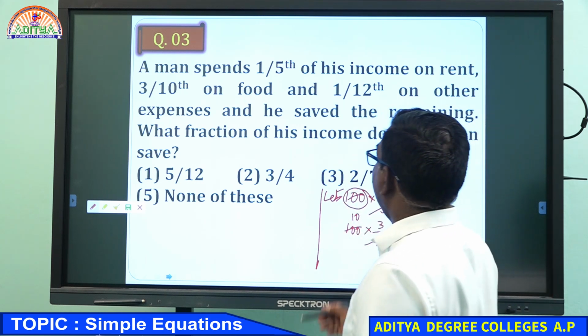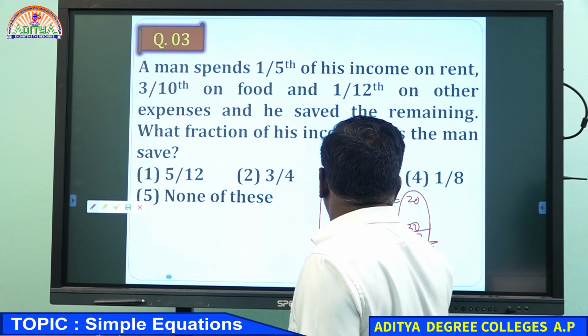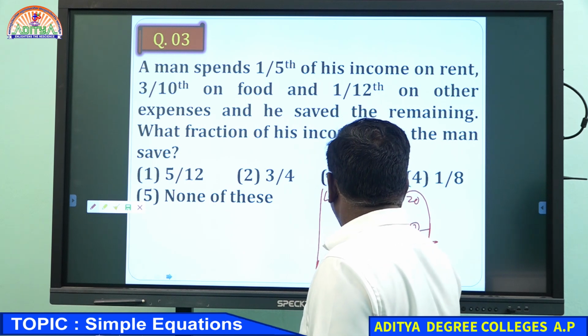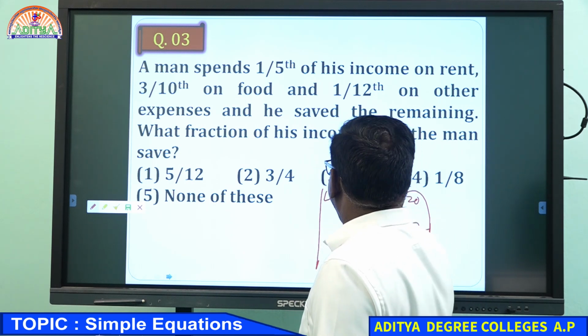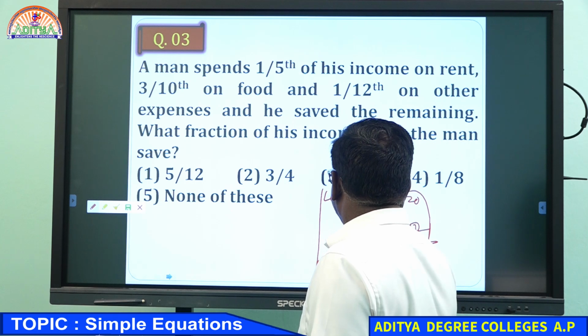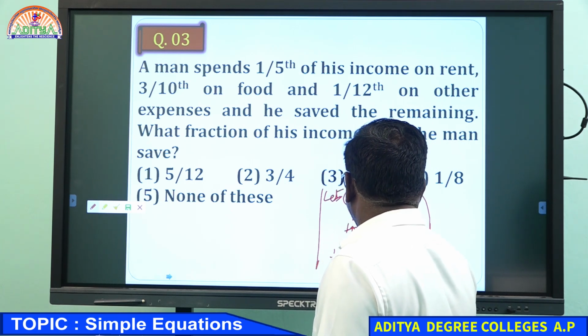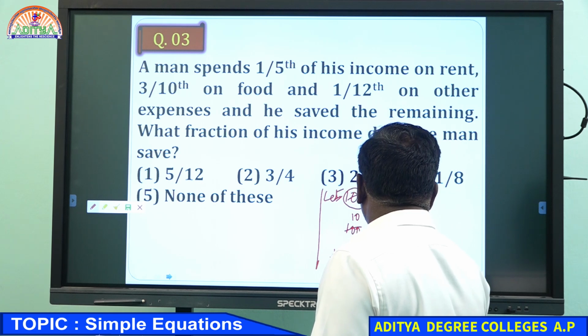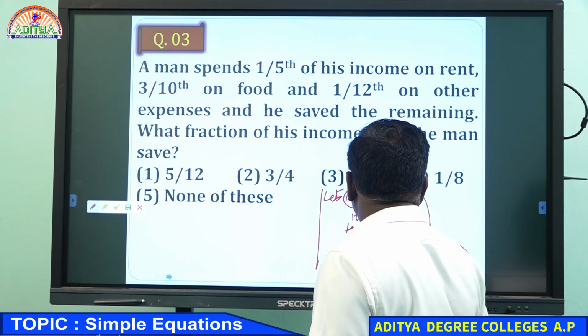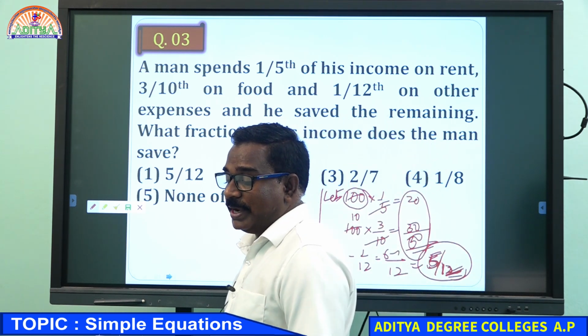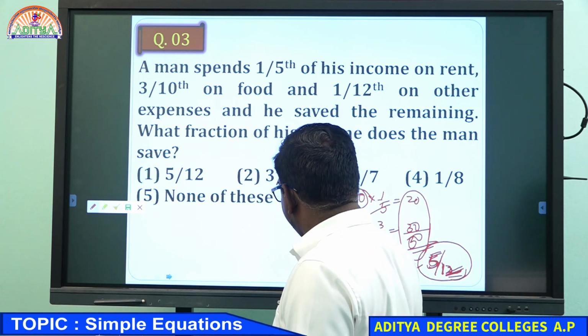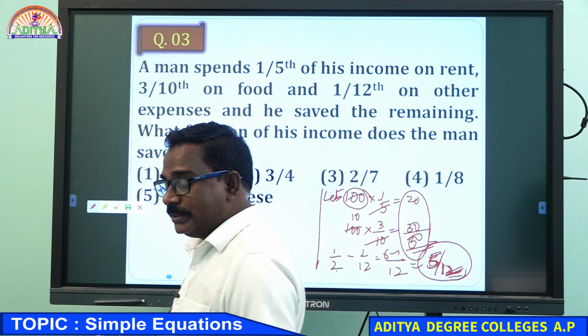Now 1/12 of the income: taking 12 as the LCM, 2 goes 6 times and 12 one time. So 5/12 is spent on other expenses. This is one way to answer.